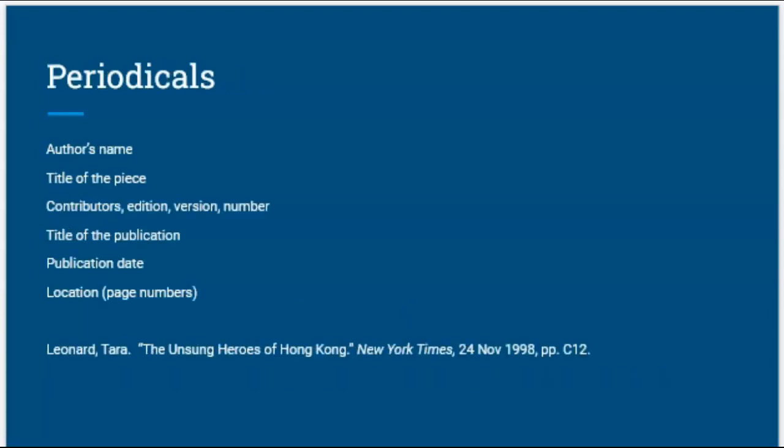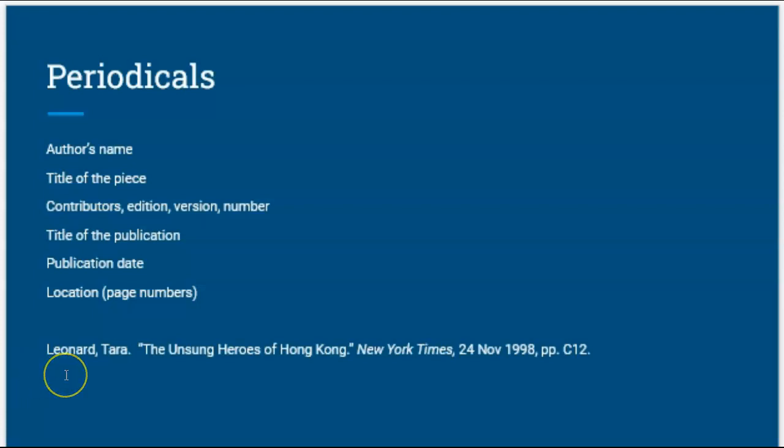If we're looking at periodicals, we expect students to include the author's name, the title of the piece, contributors, edition, version, or numbers. Those are less common, but if you run across them, please include them. The title of the publication, date, and the location, specifically looking at page numbers.